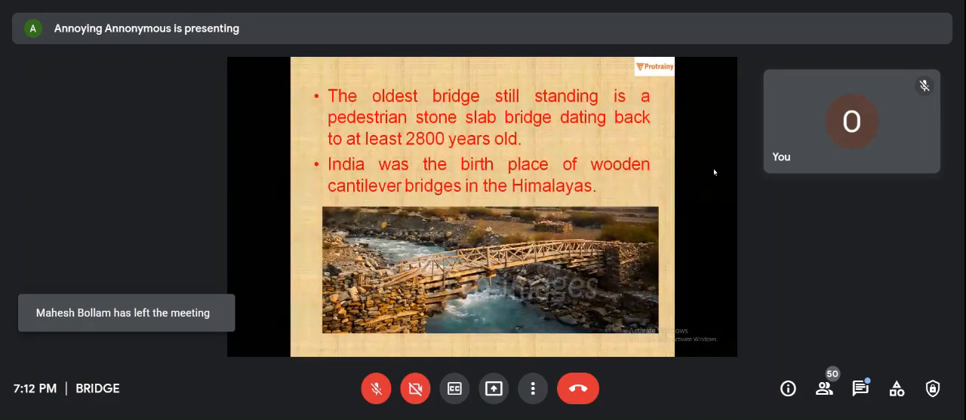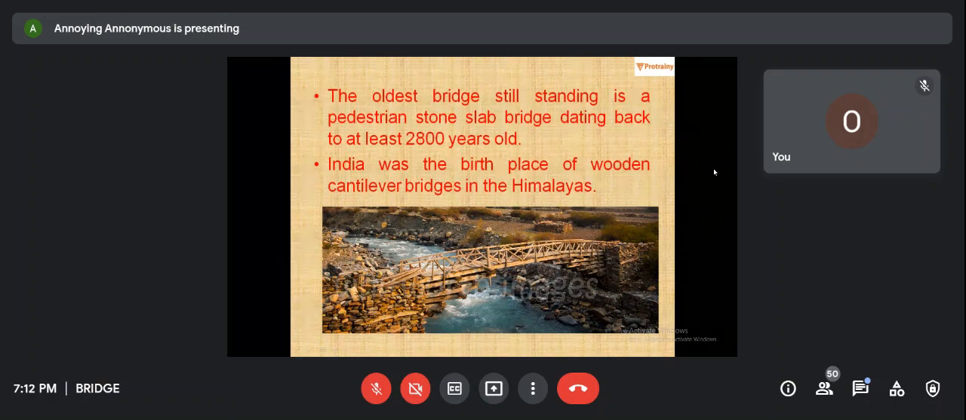The oldest bridge still standing is a pedestrian stone slab bridge dating back to at least 2800 years old. The oldest bridge in known history is 2800 years old. So you can get the idea how old bridge as a structure is.